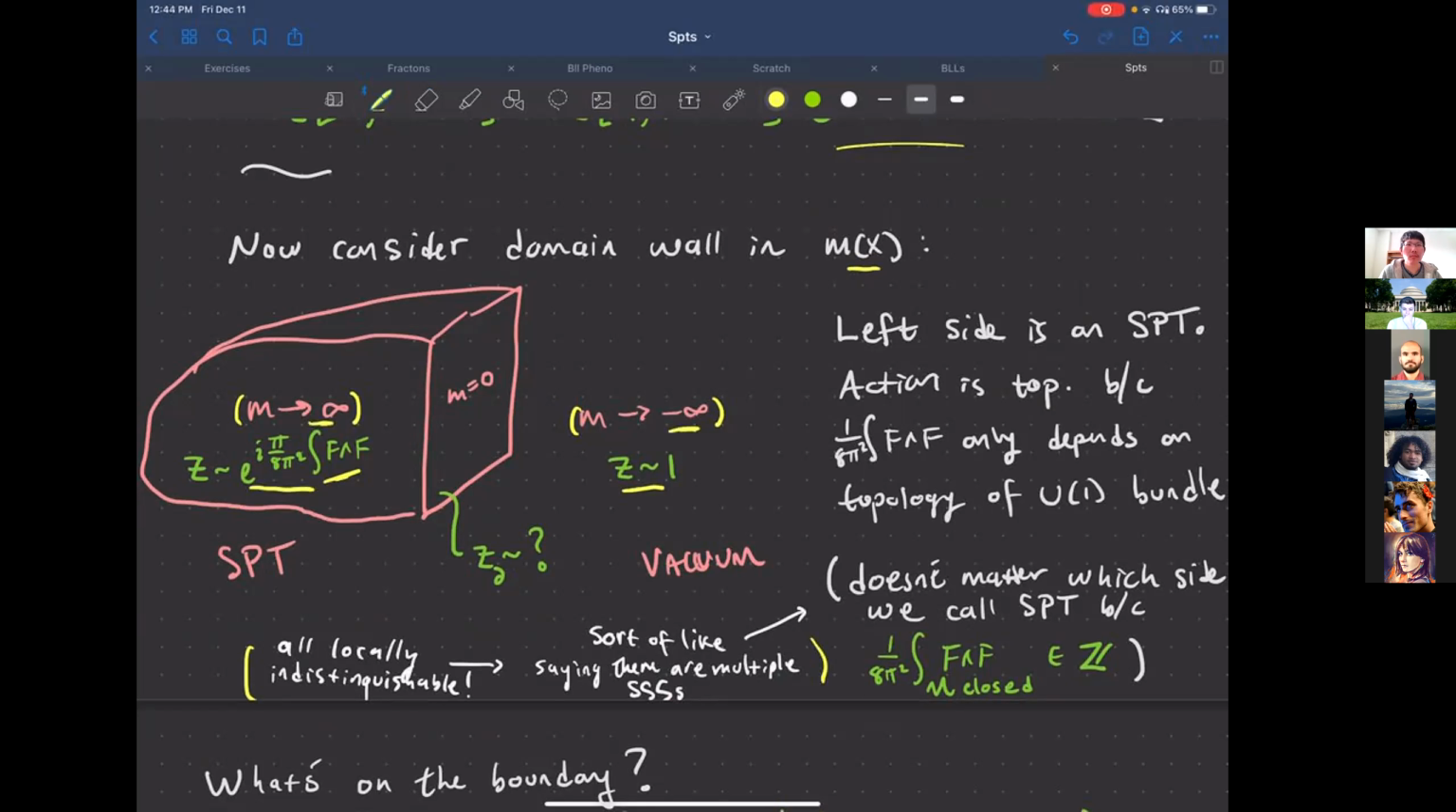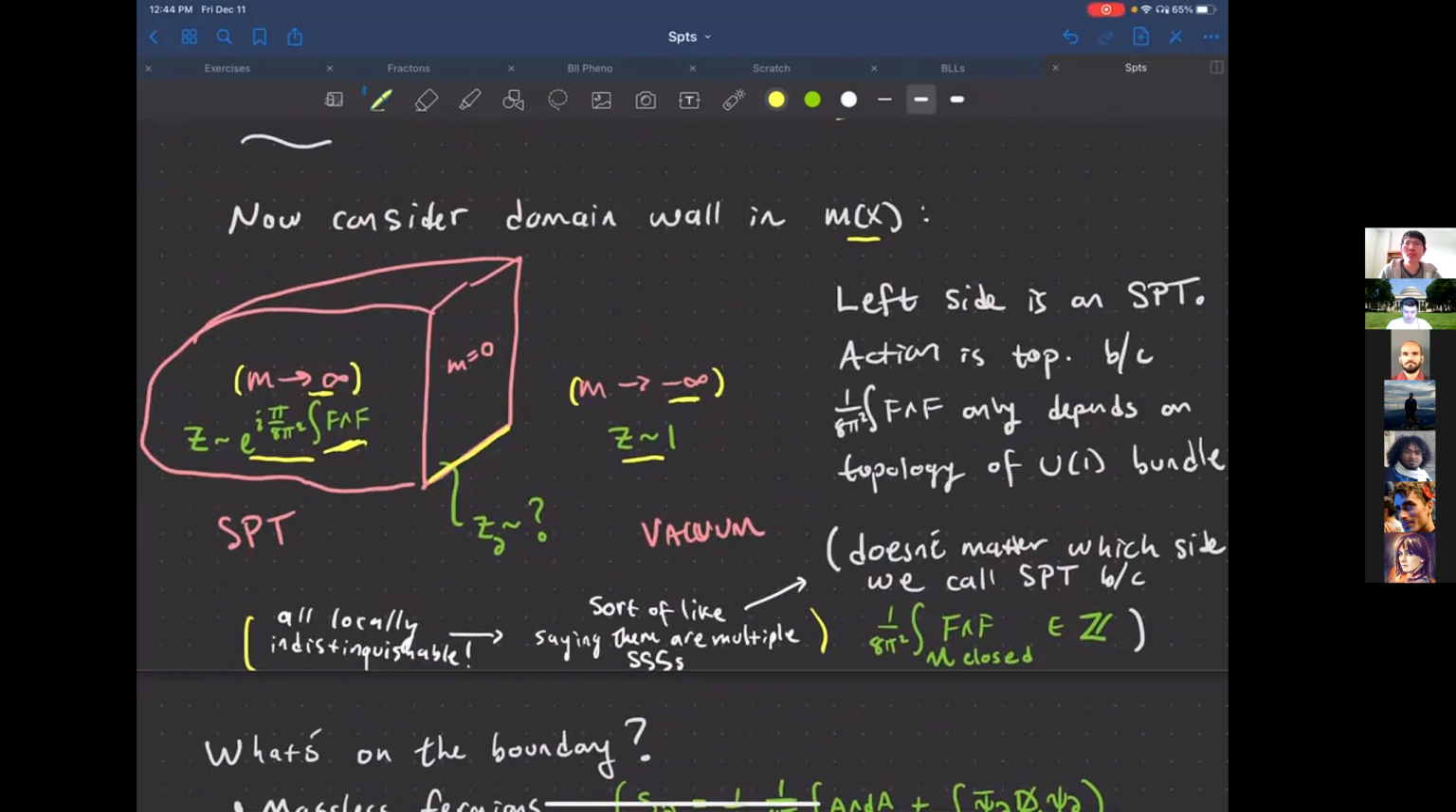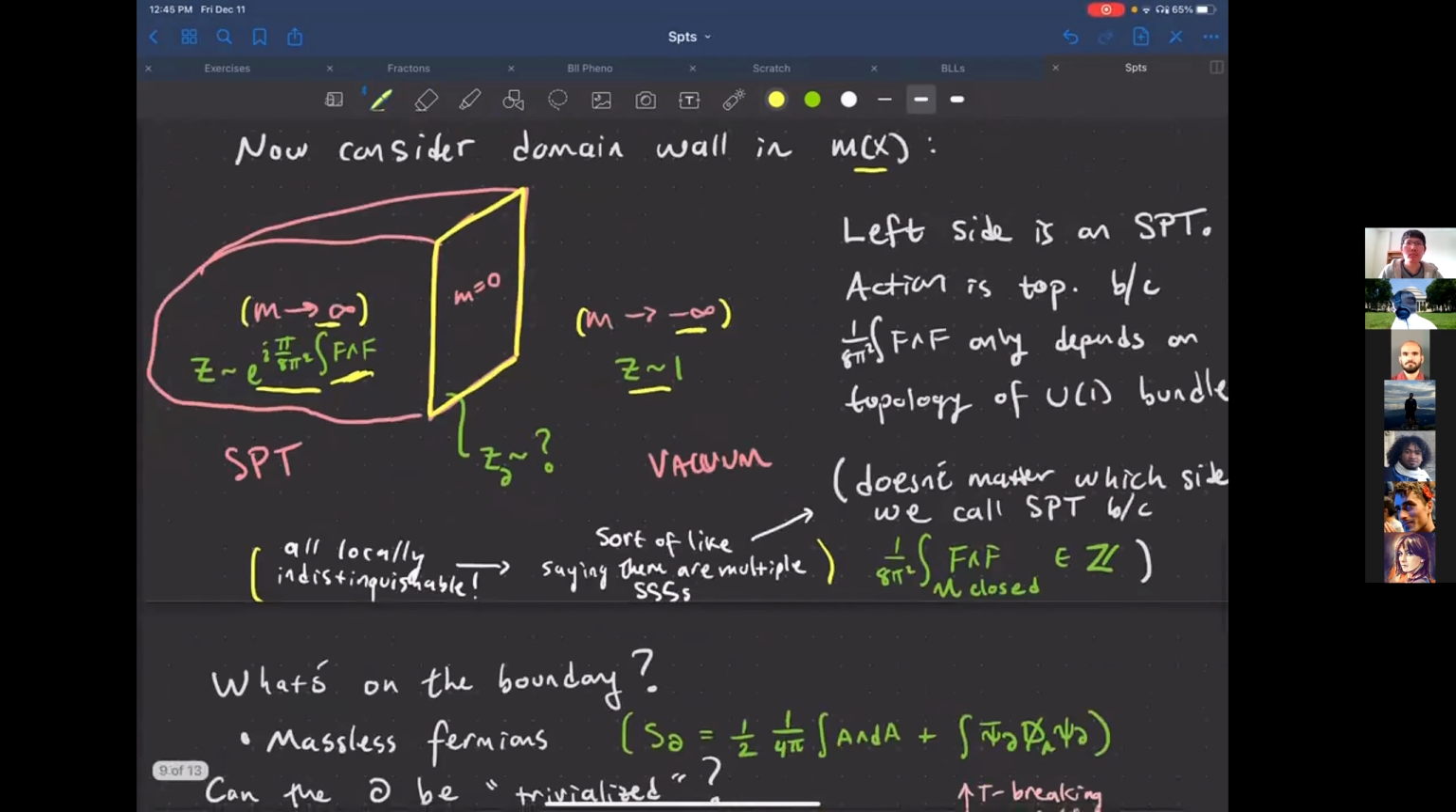As I was saying above, there are no local degrees of freedom or anything on either side, and so the m goes to plus infinity and m goes to minus infinity sides are locally indistinguishable. The only difference is this global thing. I don't really have anything else to say on that. I'm going to talk about this boundary more closely. I was saying above that boundaries of SPTs had to be non-trivial in some sense, so let's see how that works in this context.